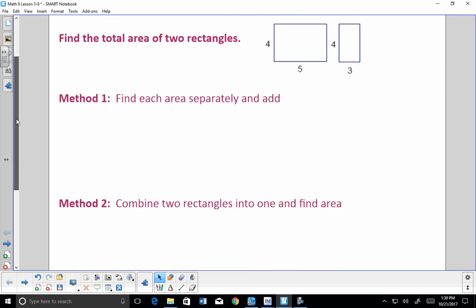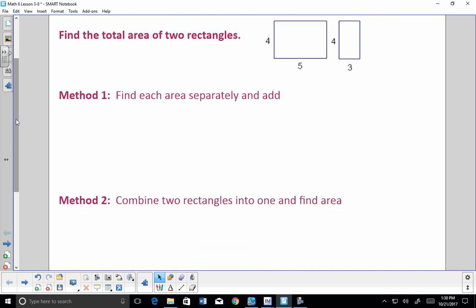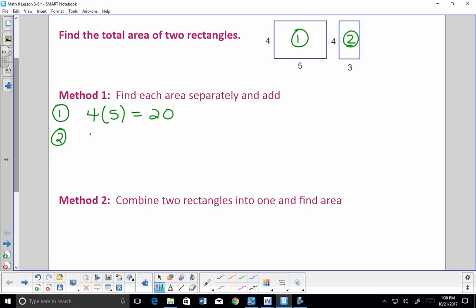One way we could find the two areas is to find each area separately and add them together. If I number this rectangle number 1 and the second rectangle number 2, I could find the area of rectangle number 1 by taking my length, 4, multiplying my width, 5, which is 20. And then the area of rectangle number 2: my length is 4 and my width is 3, which is 12. If I add those two together, I get a total area of 32 square units. Because it's an area, it has to be in square units.